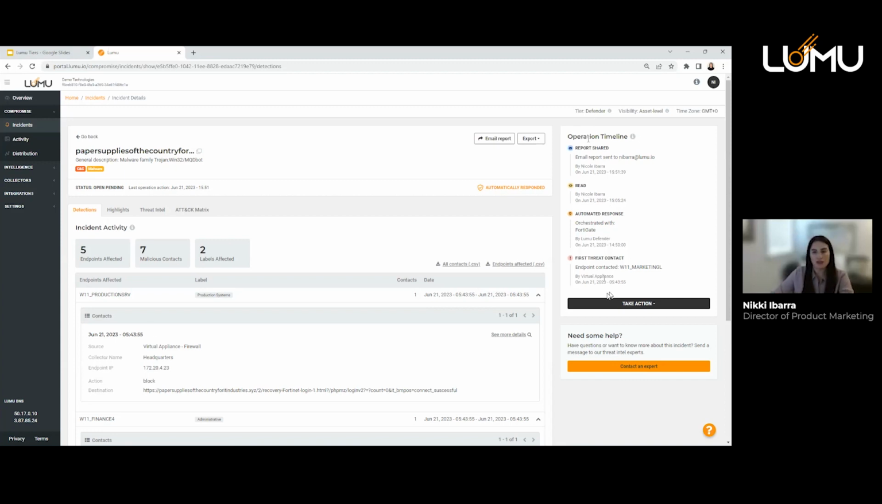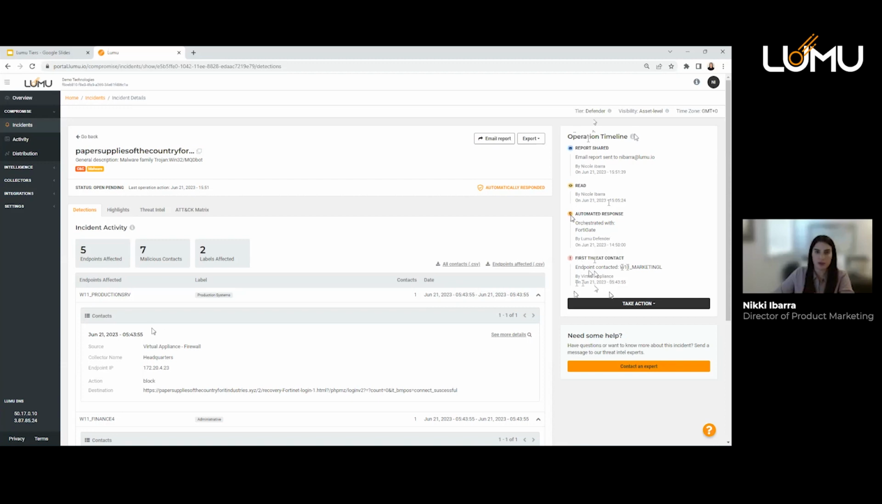So as you can see there, the first threat contact, meaning the first time this IOC contacted any assets in the organization, was, it says here, June 21st, 5:43, that's the timestamp there. You have the endpoint that was first contacted. So that's going to be first contact in the organization. Then from there, you have the automated response. Now, again, you have those integrations.